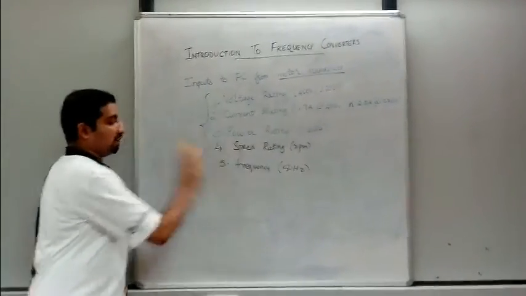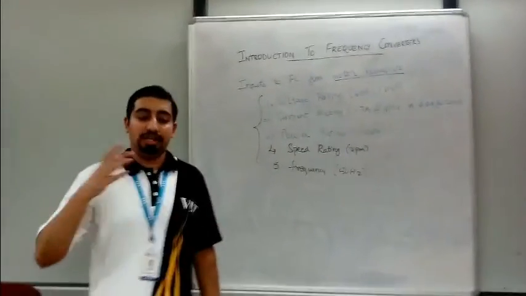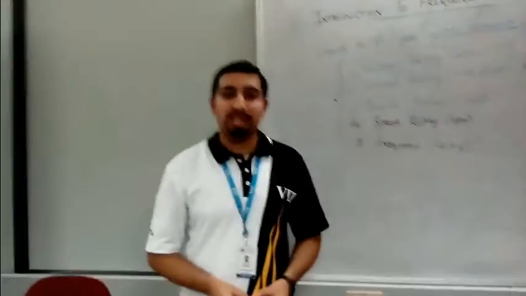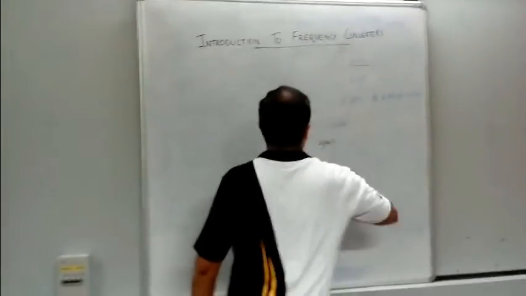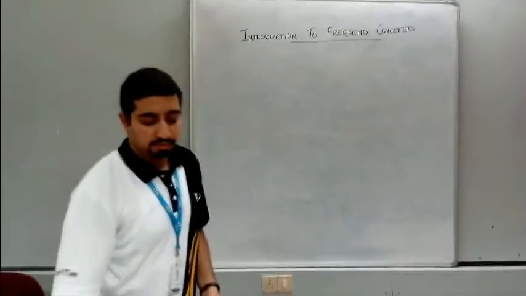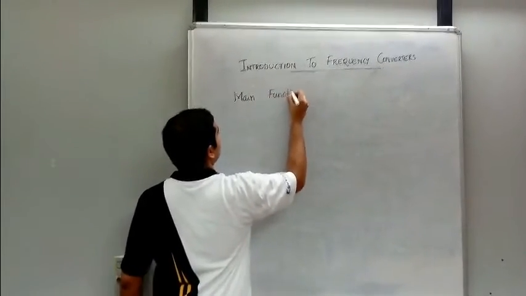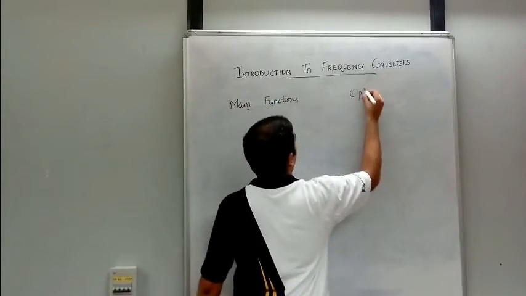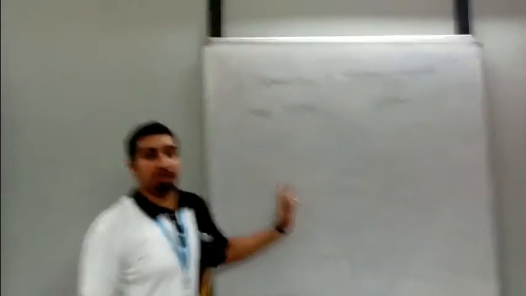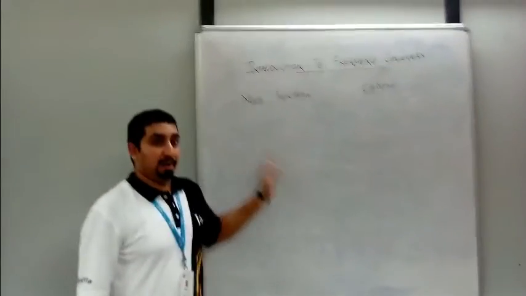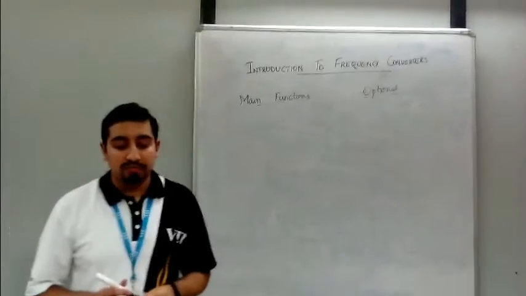Now after all these inputs are given, we have to know what all functions a frequency converter does. As I told you, there are some main functions and there are some auxiliary functions or optional functions. So based on that, we will see what are the functions of a frequency converter. So at first we have the main function, and then we have the optional functions. And these functions are listed with respect to a practical frequency converter module. Okay, so theoretically there might be many other functions, but practically what I'm going to list will be the main functions of a frequency converter.